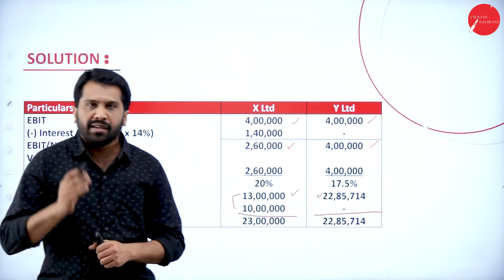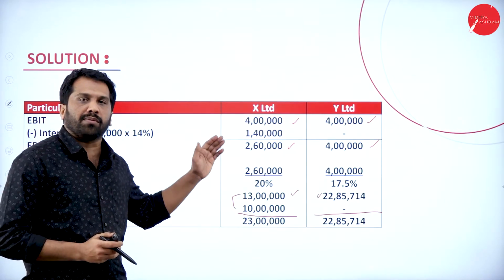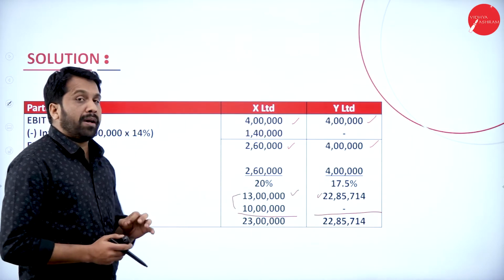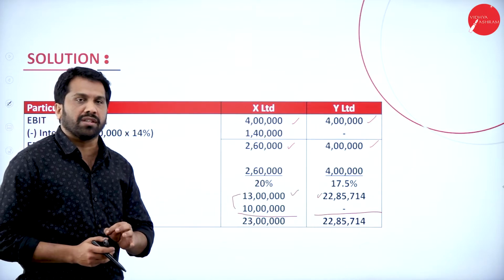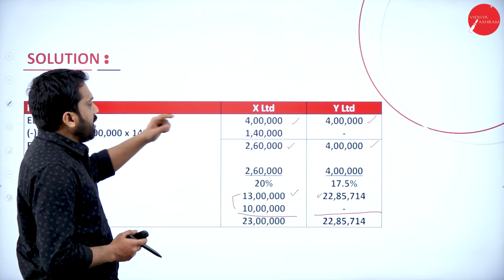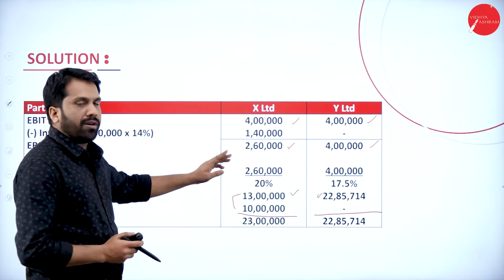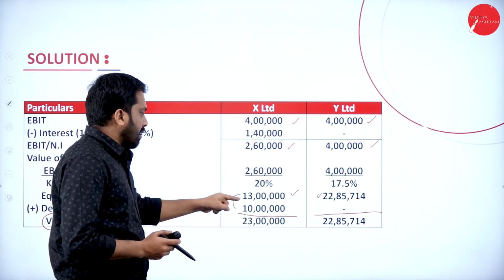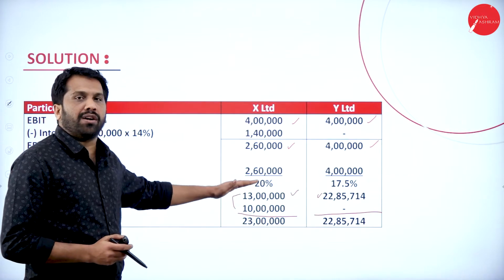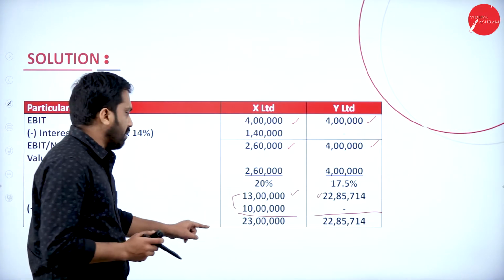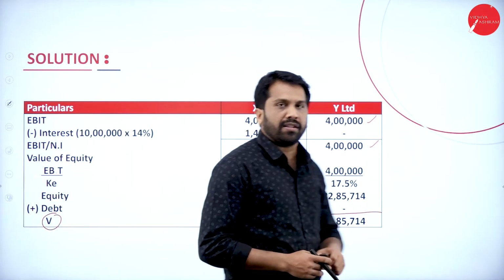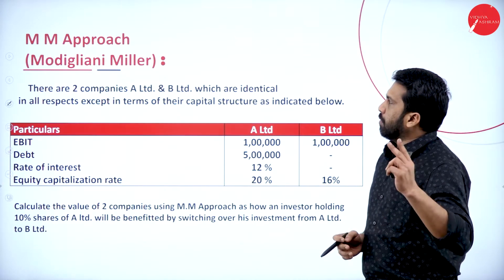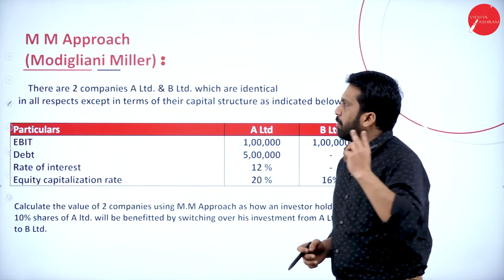Hope you are clear. It is exactly similar to your normal capital structure problems. So this is called the arbitrage approach. We have taken EBIT minus interest, we got a value, divided by cost of equity, we get the value of equity. Value of equity plus debenture will be the value of the firm. Hope you are clear. Now we'll go for problem number 2, the second one.